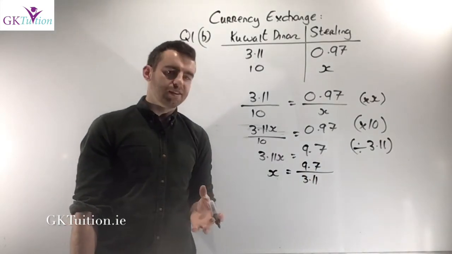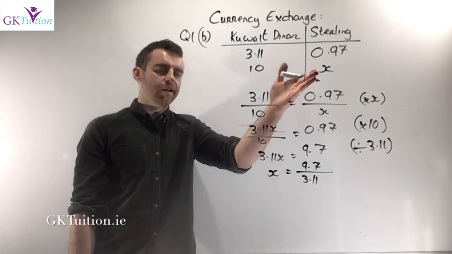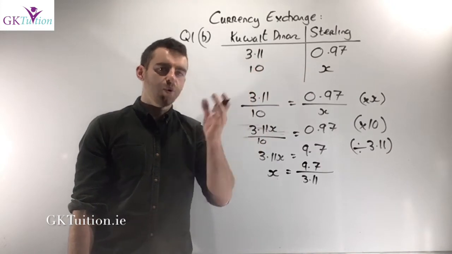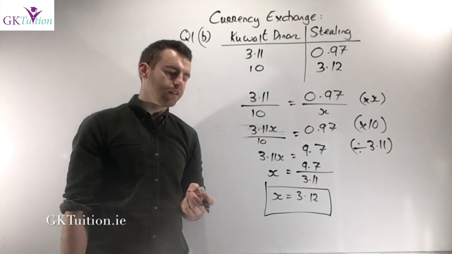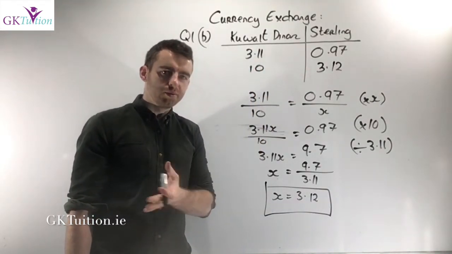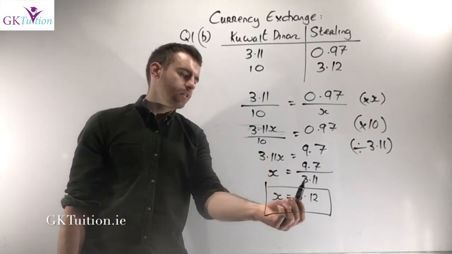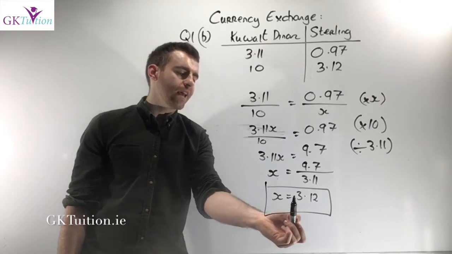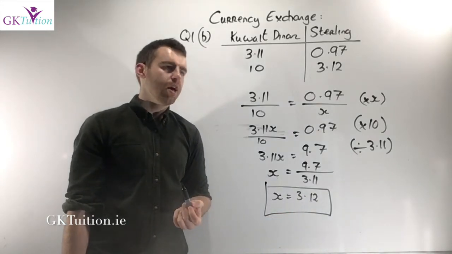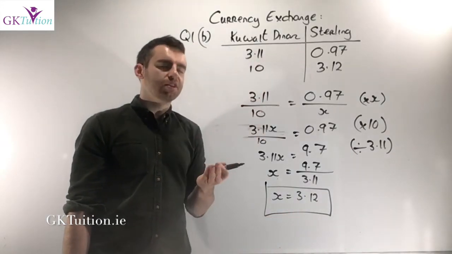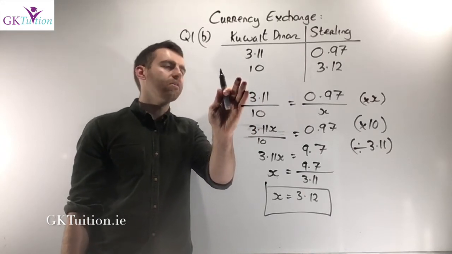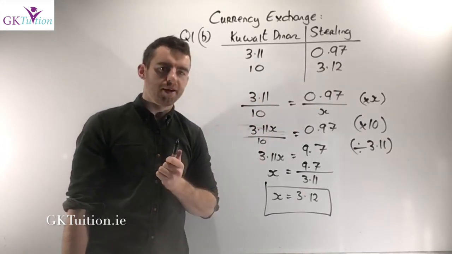Now I can just plug this into my calculator and work out the amount of sterling that is equivalent to 10 Kuwait dinar. So when you plug this into your calculator, obviously when we're dealing with money, we always round to 2 decimal places because we go to cents or we go to pence. So in this case, you get x equals 3.12. I know that based on this exchange rate, 10 Kuwait dinar is equivalent to 3.12 pounds.